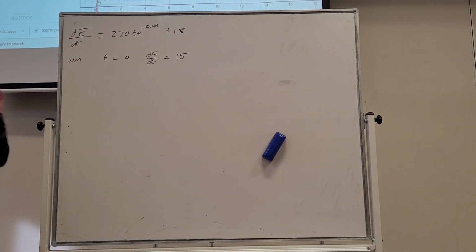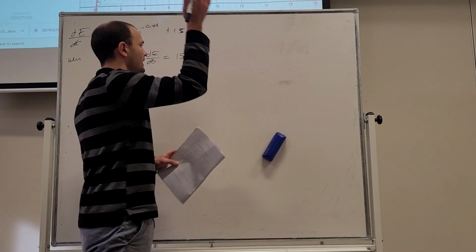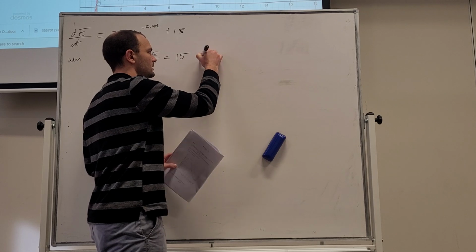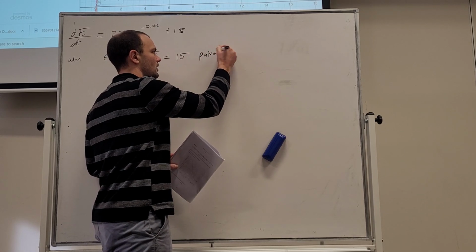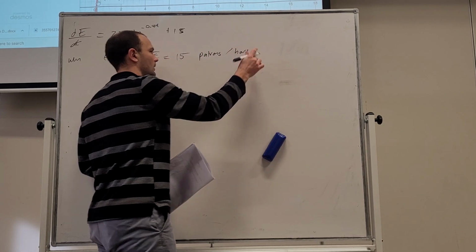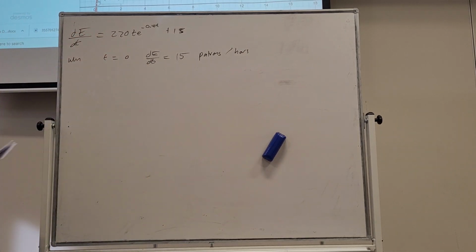Okay, so the rate is 15, and what's the unit? Well, on the y-axis we have patrons, and on the x-axis time, so patrons per hour. All right, so when time is 0, they're initially coming in at 15 patrons per hour.